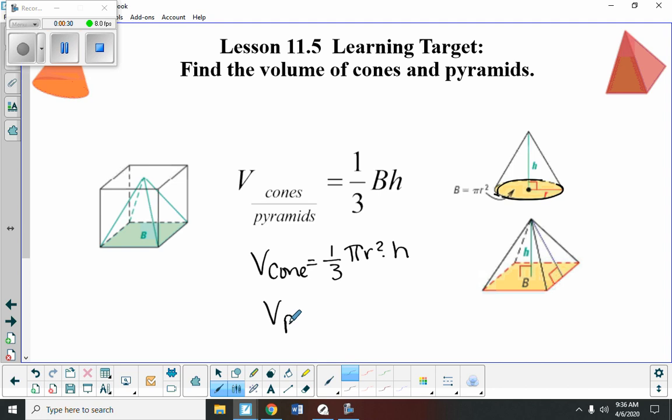And the volume of a pyramid is 1/3 the area of the base. We can't be more specific because it depends on what shape your base is, and then times the height. So these are your formulas. You'll want to add these to your note cards.